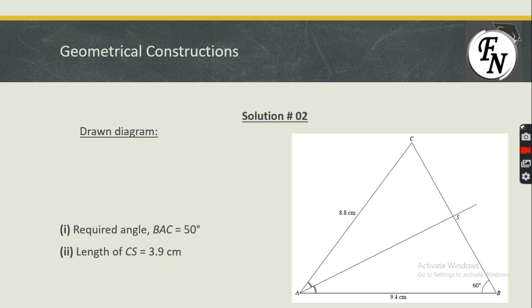So today we have seen how to draw a triangle of SAS, which is two sides and one angle given, and how to draw the bisectors.